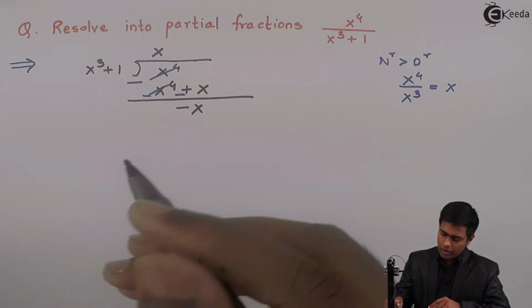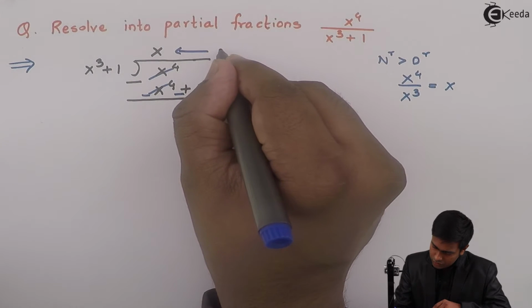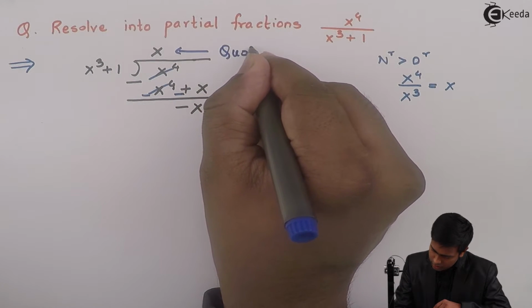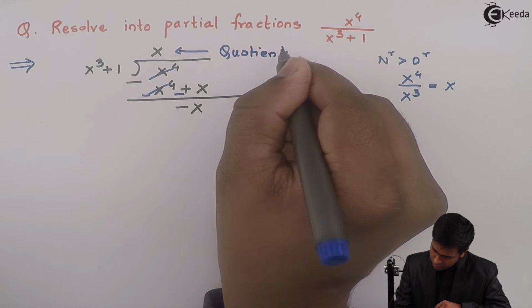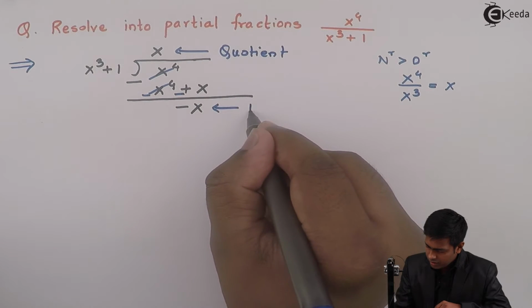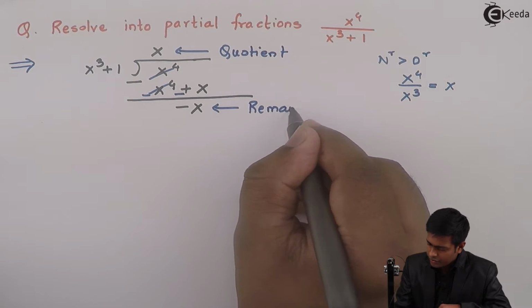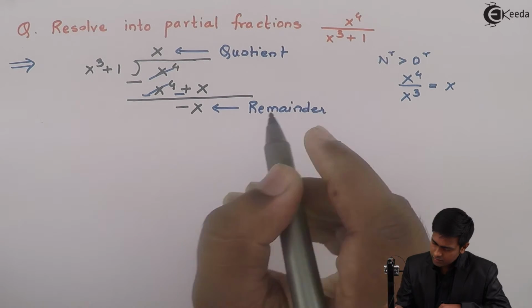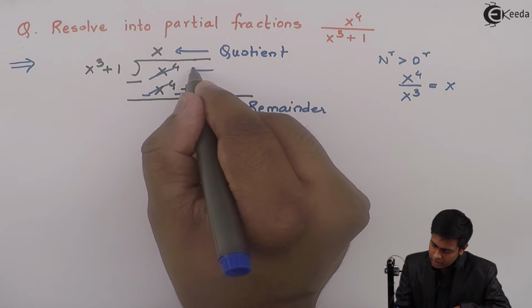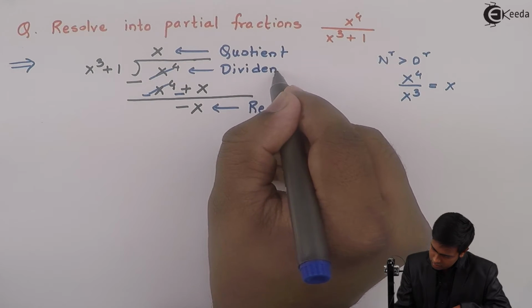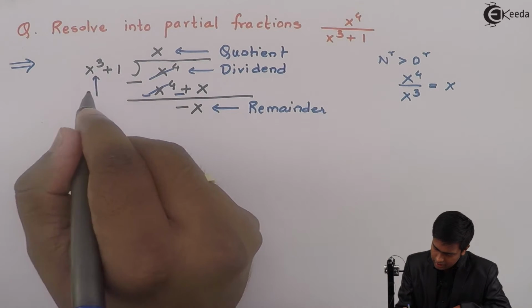So we got the quotient over here. So here I will say it is the quotient. We got our remainder over here. So this is the remainder of division. This is our dividend and this is our divisor.